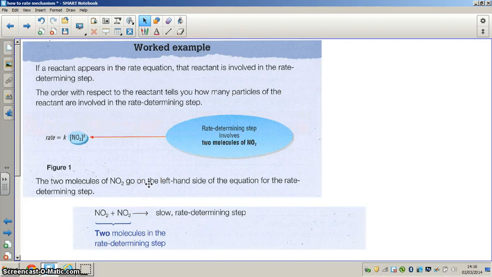So if we're going to work through a reaction mechanism, what we need to do is appreciate that the first part of this reaction pathway involves 2 molecules of nitrogen dioxide reacting together in some way.